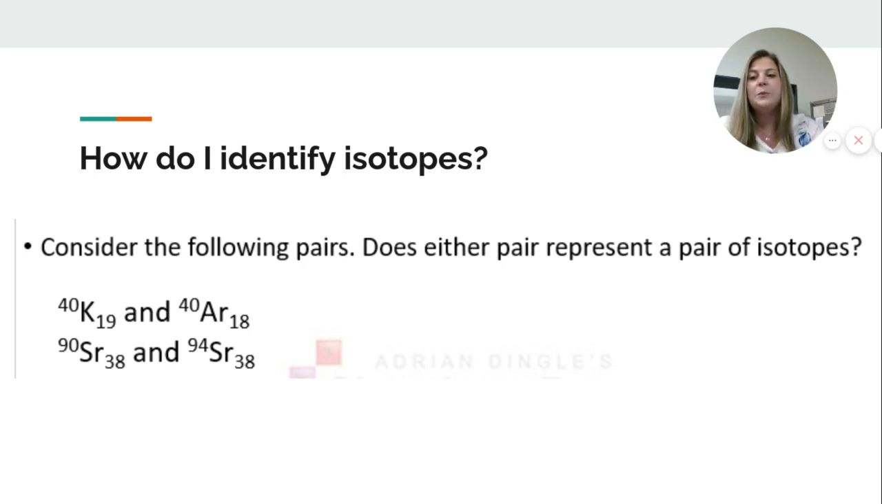All right. Hopefully you picked the second pair, the strontium, because those are the same element. They have different masses because of their different number of neutrons. Whereas our potassium and argon are not isotopes. They're two different elements with different number of protons. They happen to have the same masses.